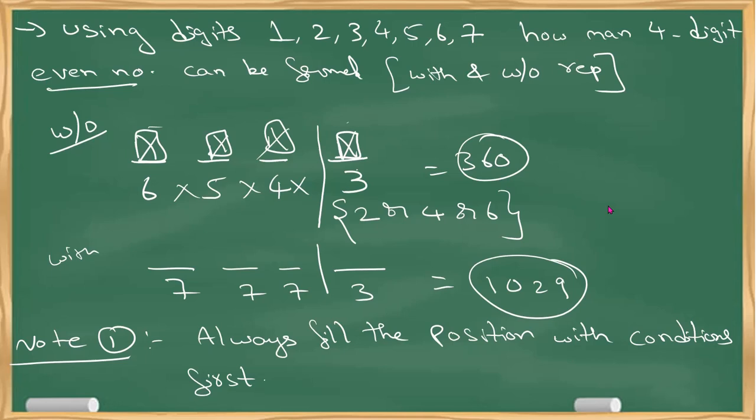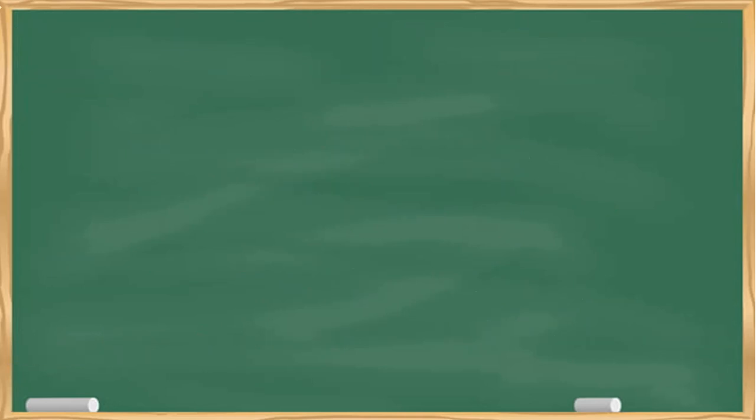Okay. So let us again proceed with the same thing to the next curiosity level. Next, interesting. Using digits 1, 2, 3, 4, 5, 6, 7.